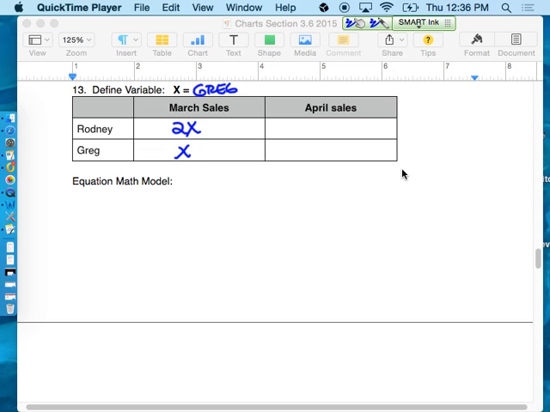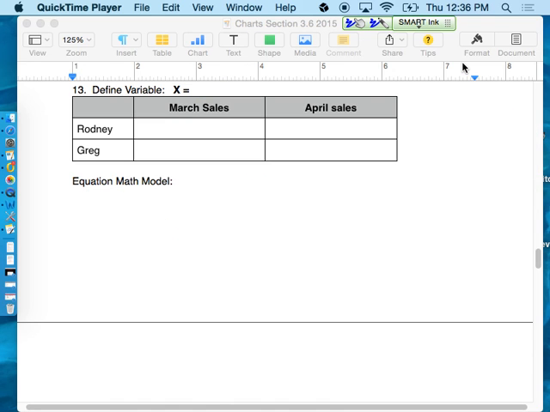And then I'm comparing April to March. So as I read on, in April, Rodney sold 5 fewer than he did in March. So his April sales would be his March sales minus 5. And then the other person sold 3 more than they did in March. So his April sales will be his March sales plus 3. And then the problem states that the April sales are the same for both men. So Rodney would equal Greg in the month of April. And then I make my substitutions. And it becomes fairly simple to solve from that point on.